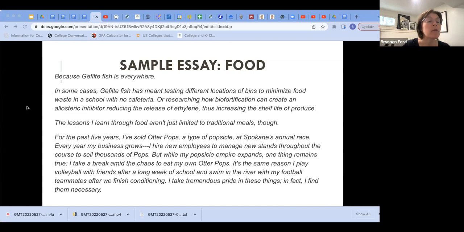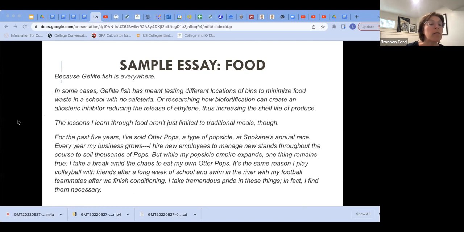The lessons I learned through food aren't just limited to traditional meals, though. For the past 5 years, I've sold Otter Pops, a type of popsicle, at Spokane's annual race. Every year, my business grows. I hire new employees to manage new stands throughout the course to sell thousands of pops. But while my popsicle empire expands, one thing remains true. I take a break amid the chaos to eat my own Otter Pops.